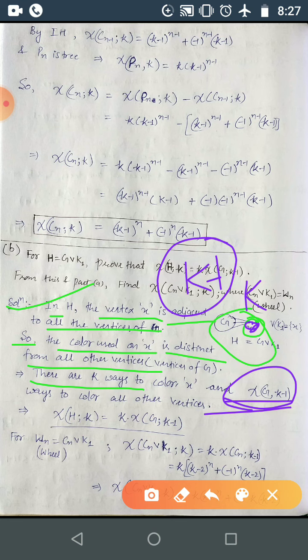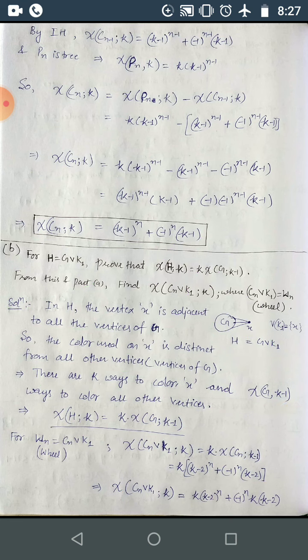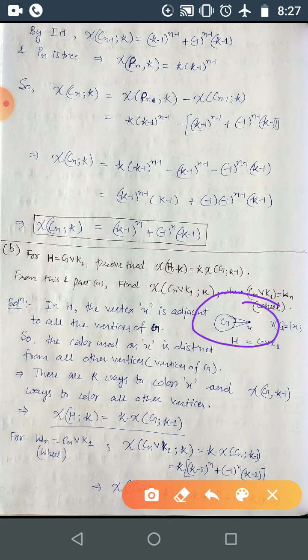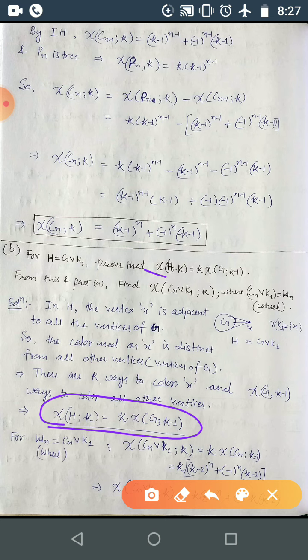So we have this adjacency, this total H, and we need to color the total H. For the proper coloring of H, we need to color this one as well as this one. So by the product rule, we are getting K into chromatic polynomial of G when K minus 1 colors are given, correct? So this part is done.